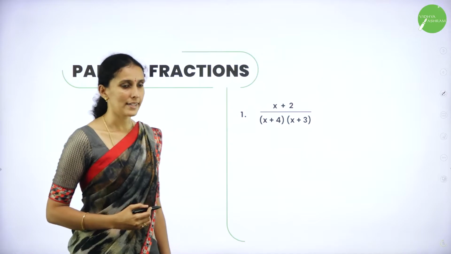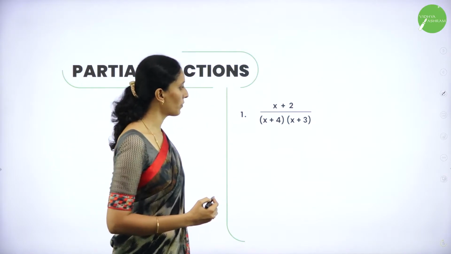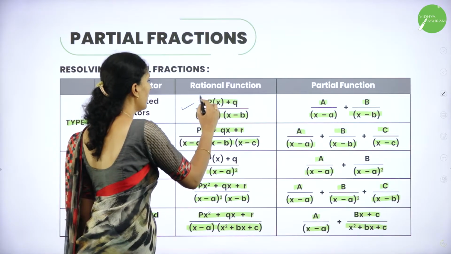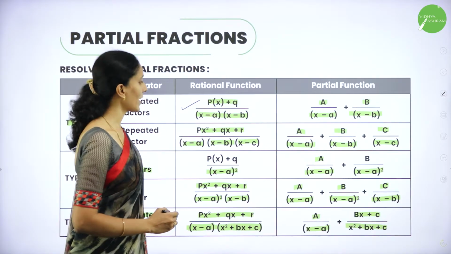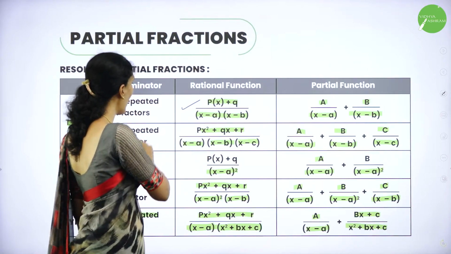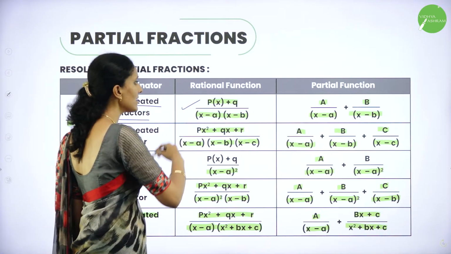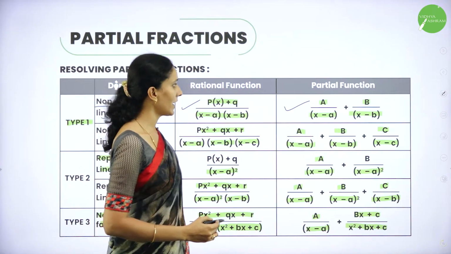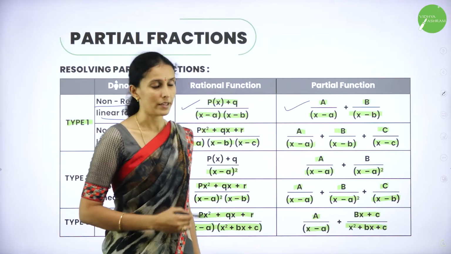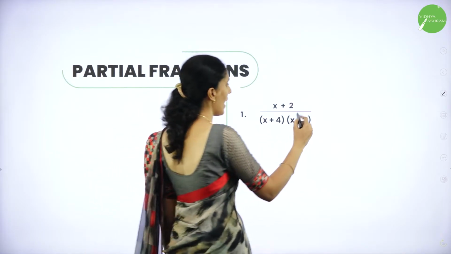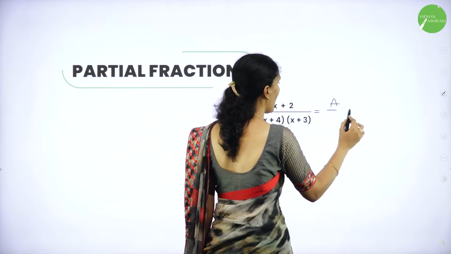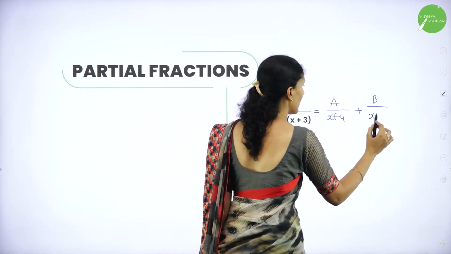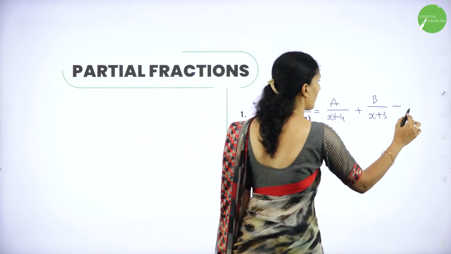Here I have taken an example, (x plus 2) by (x plus 4) into (x plus 3). So this is of the form (px plus q) by (x minus a)(x minus b). Whenever you have non-repeated linear factors, then you can write it as partial fractions A by x minus a plus B by x minus b. So I'll write it as A divided by (x plus 4) plus B divided by (x plus 3). I'll take this as equation 1.